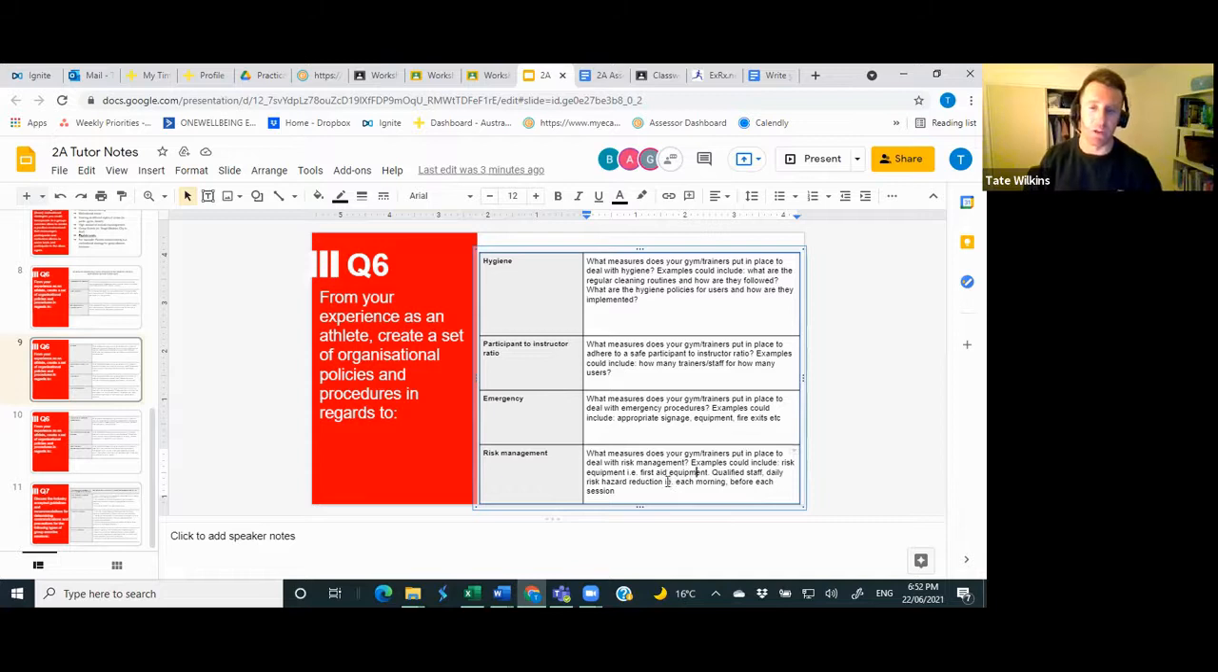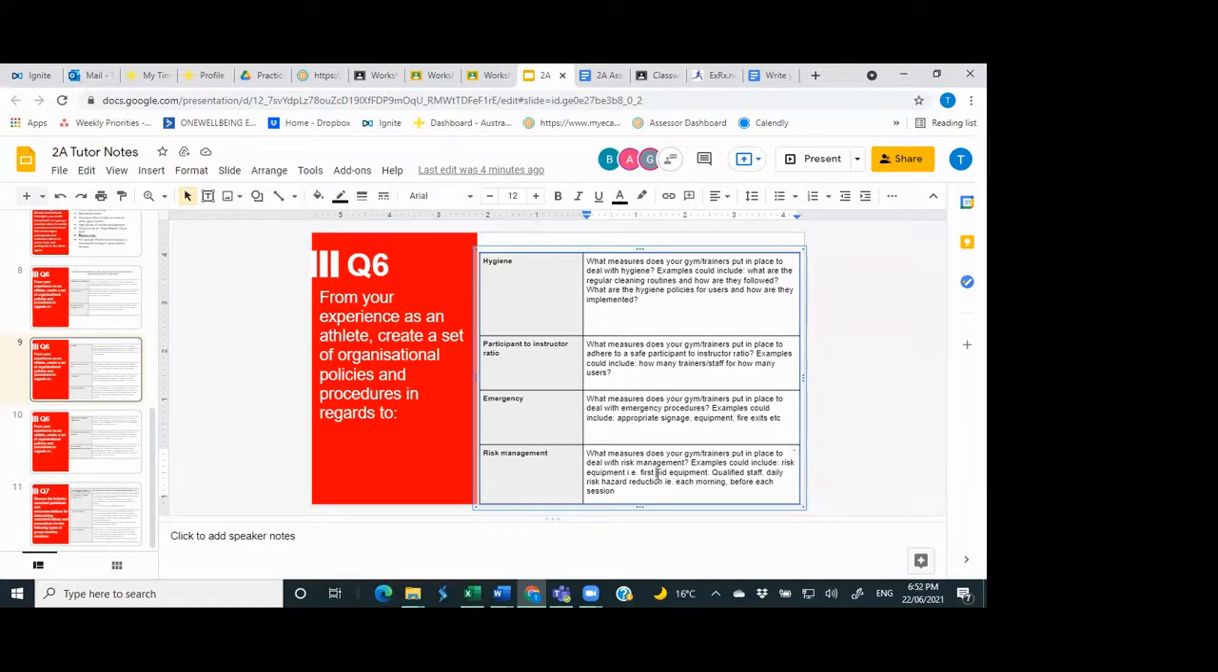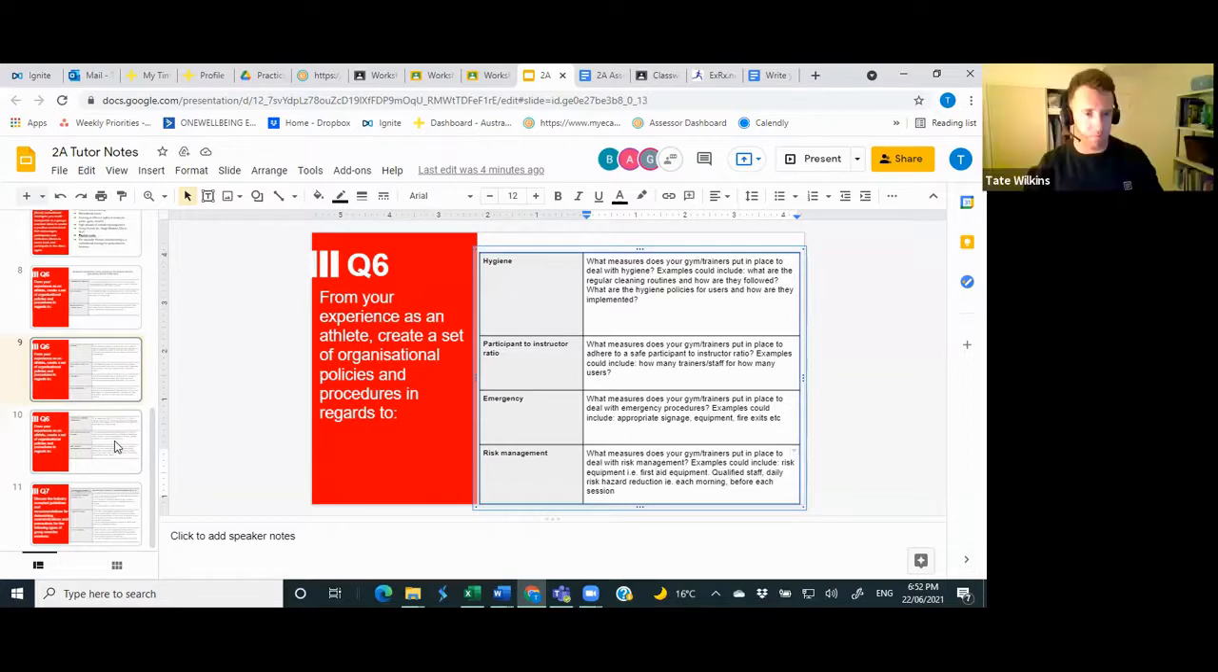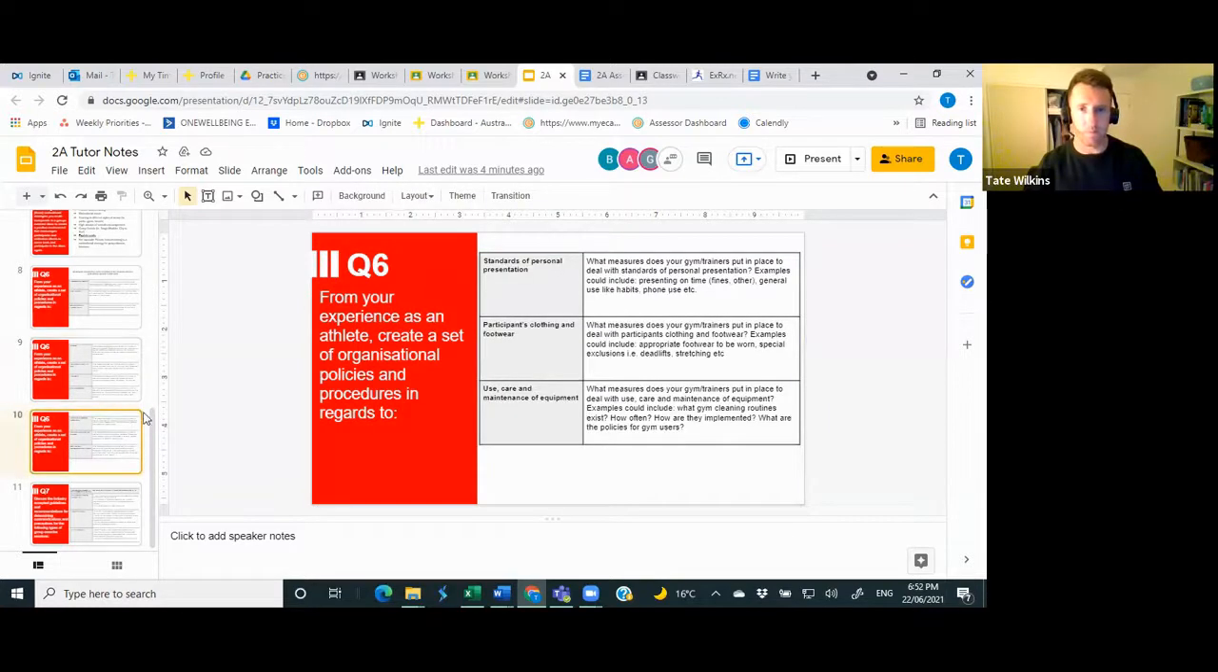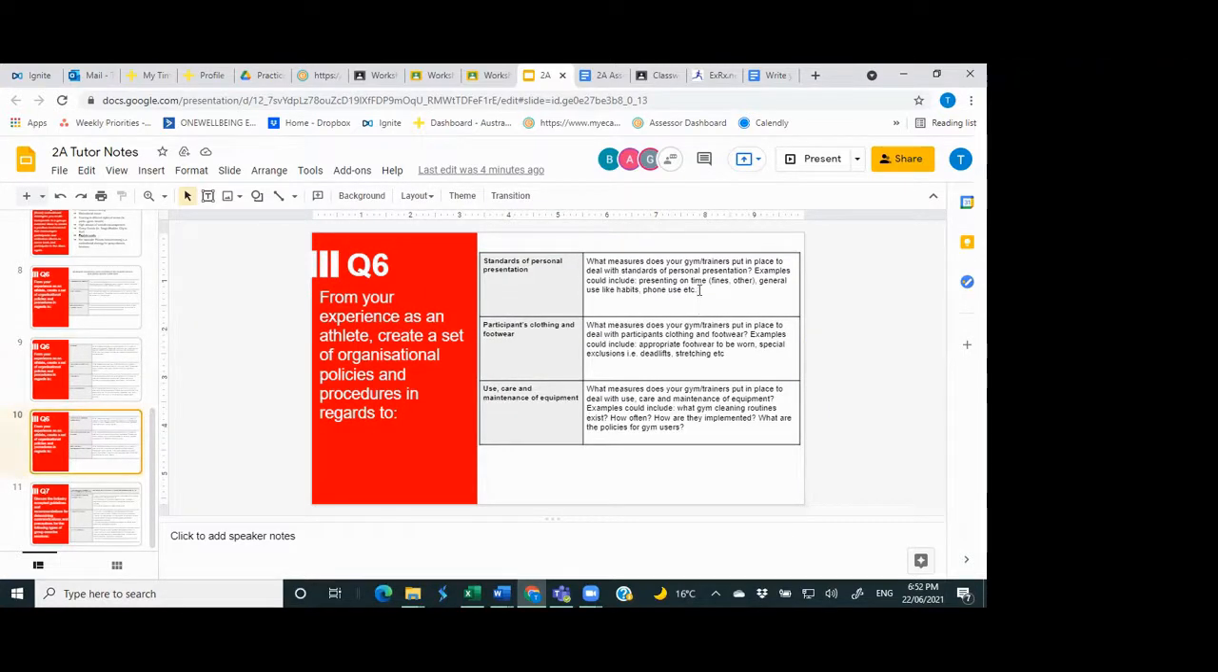Same as risk management. Just think to yourself, what measures do they have in place? They might say they've got the first aid kit on the wall. All staff are qualified. We hope so. I have seen a first aid kit on the wall. Perfect. So that goes into risk management. All good. I'll do my best.